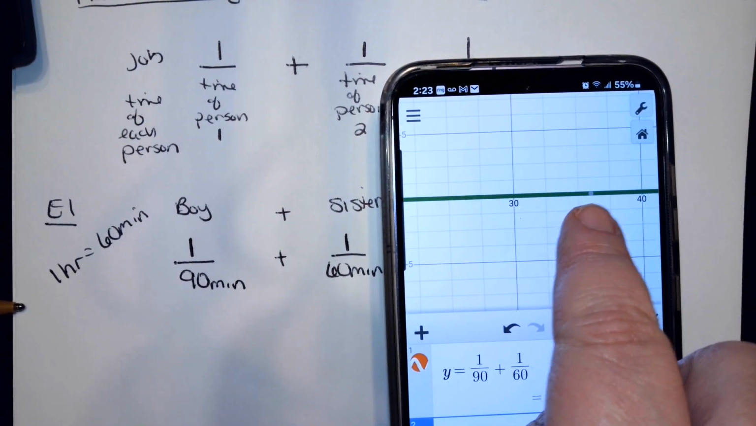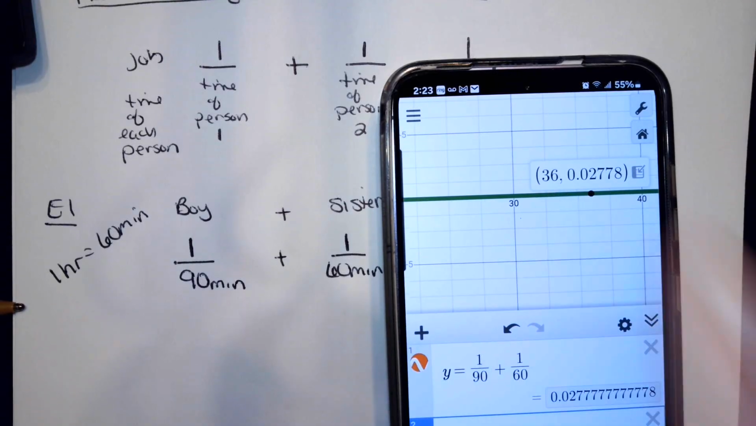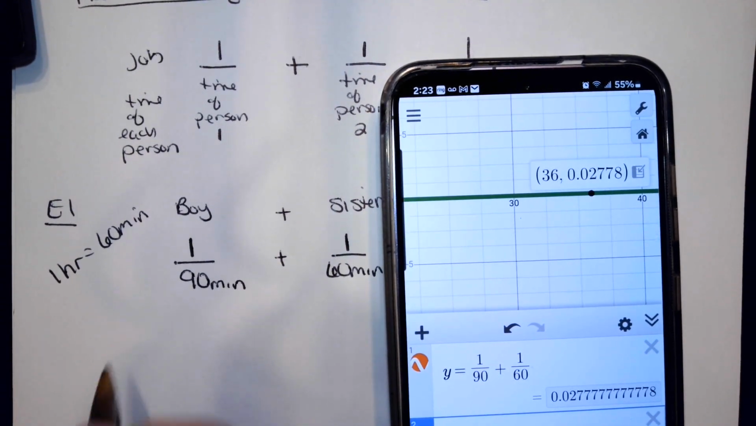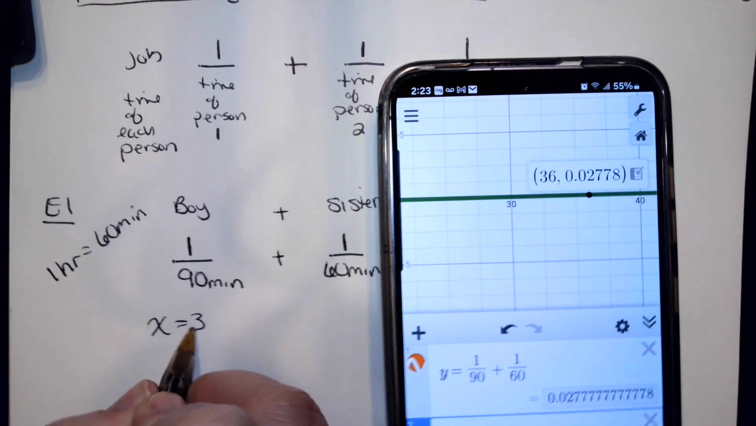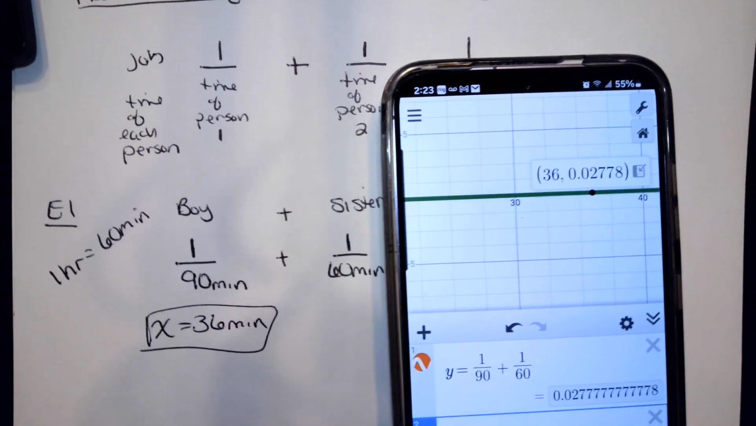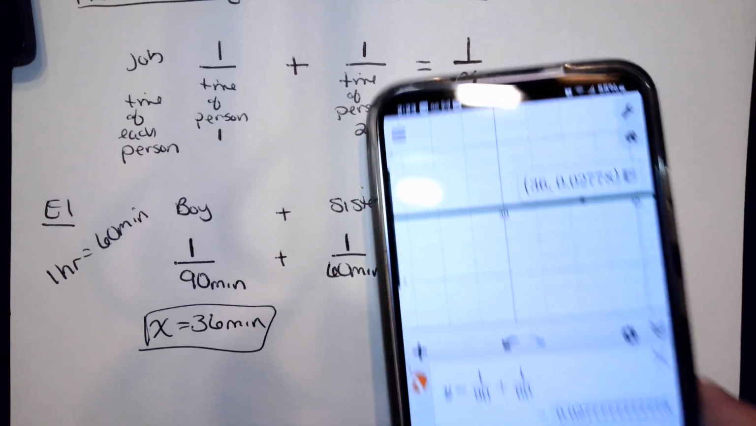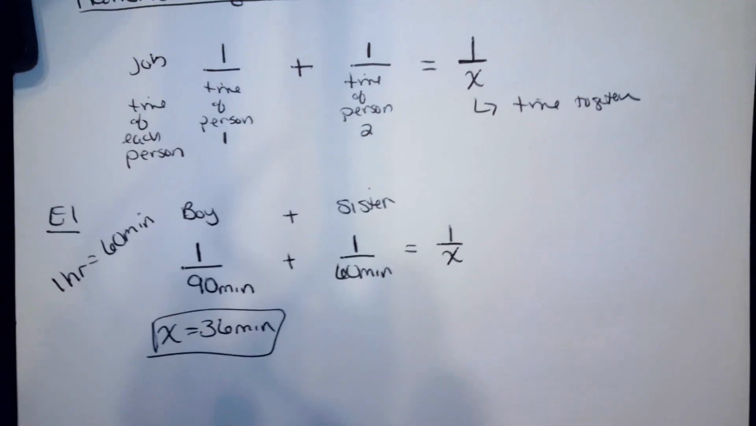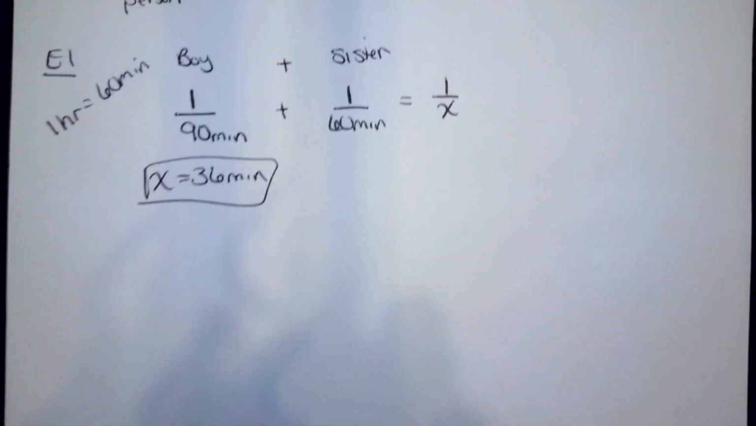You see the little dot right there? Click on that. How long does it take them working together? 36 minutes. So here x is 36 minutes. And that's it, folks. That's how you do these problems. You just have to know how to set it up. Alright, so let's look at example 2.